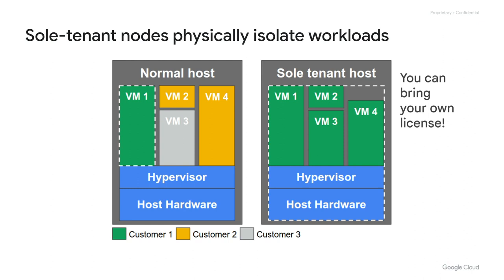The diagram on the left shows a normal host with multiple VM instances from multiple customers. A sole tenant node is shown on the right, and it also has multiple VM instances, but they all belong to the same project. As of this recording, the only available node type can accommodate VM instances up to 96 vCPUs and 124 gigabytes of memory.